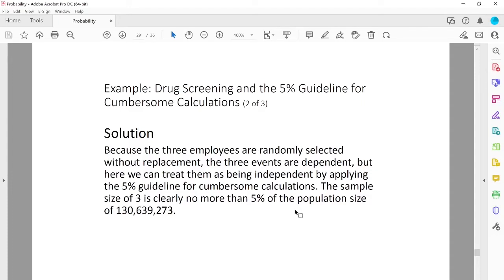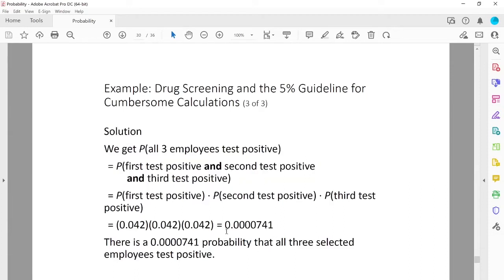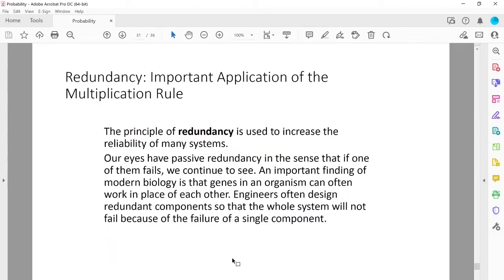So because of that, whenever we try to find the probability of first, second and third, we can just multiply the probability of the first test positive times the probability of the second test positive and the probability of the third test positive, which is 0.042 times 0.042 times 0.042, and you just multiply this and it will give you 0.0000741. This is the probability that all 3 selected employees test positive. Okay.